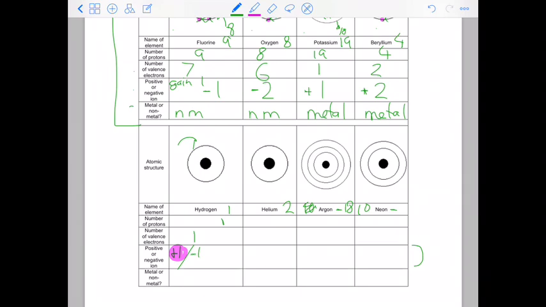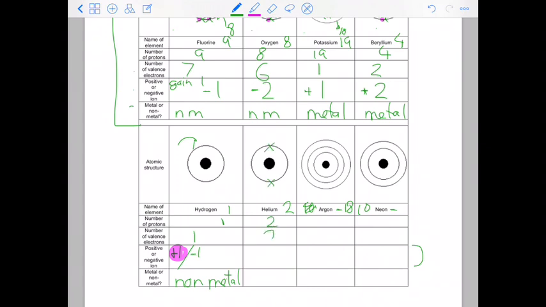And because it forms those positive ions, but it behaves more like a non-metal, which is why hydrogen is a bit of a weird one. So hydrogen is a non-metal, which is why we don't put it with lithium, but it does tend to form positive 1 ions. So helium, we have 2 protons, we have 2 electrons.